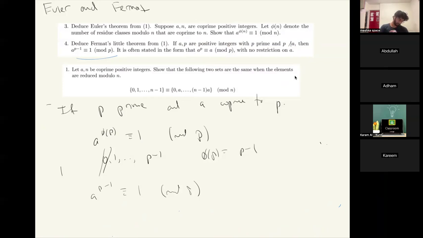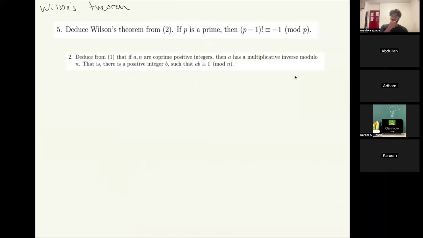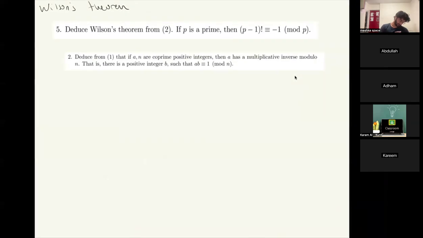Okay, so it's all actually equivalent. All right, so great. So that's Euler's theorem and Fermat's theorem. Now what's next? Next is Wilson's theorem.